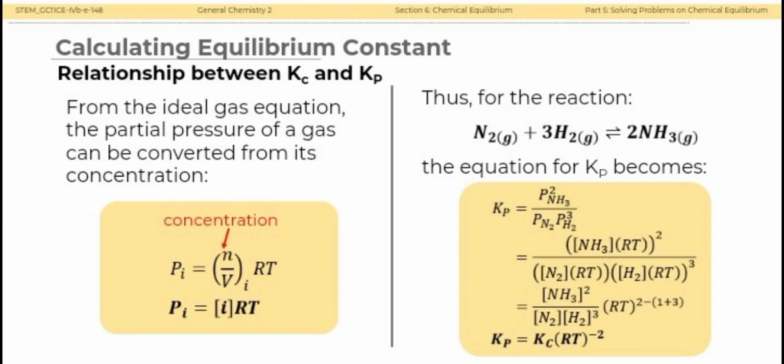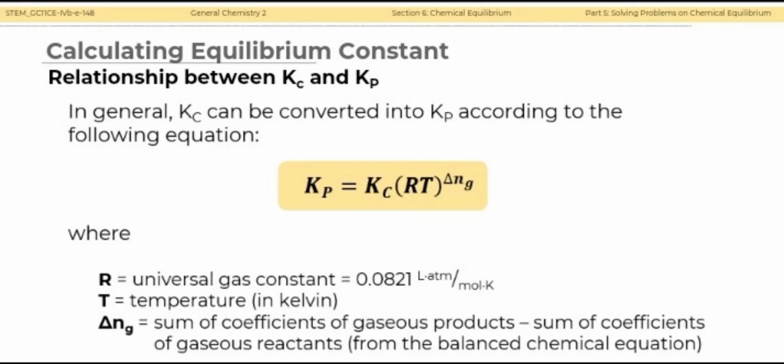Let us derive the equation showing the relationship of equilibrium constant and the equilibrium constant for partial pressure. From the ideal gas equation, the partial pressure of a gas can be converted from its concentration. The partial pressure equals molar concentration times the gas constant R times temperature T. Thus, for the reaction of nitrogen and hydrogen yielding ammonia, the equilibrium constant of partial pressure equals equilibrium constant times quantity RT raised to the exponent -2.